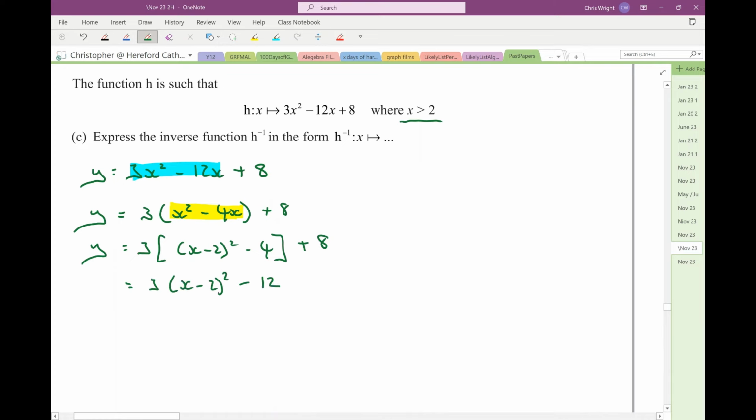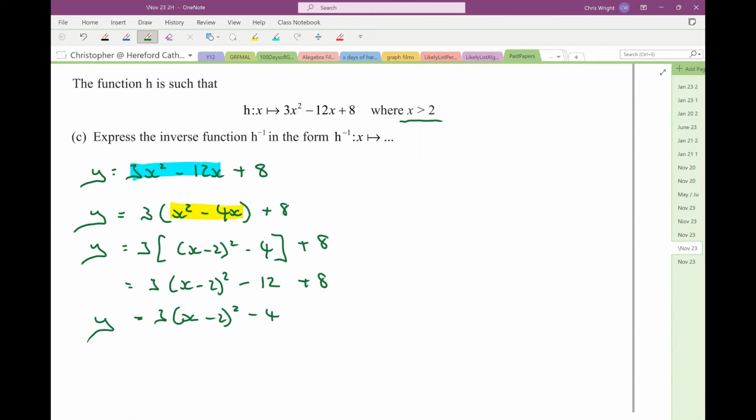Minus 12, I've just multiplied out the square bracket, copy down the plus 8. So I get 3 lots of x minus 2 squared minus 4. Y equals 3 lots of x minus 2 squared minus 4.